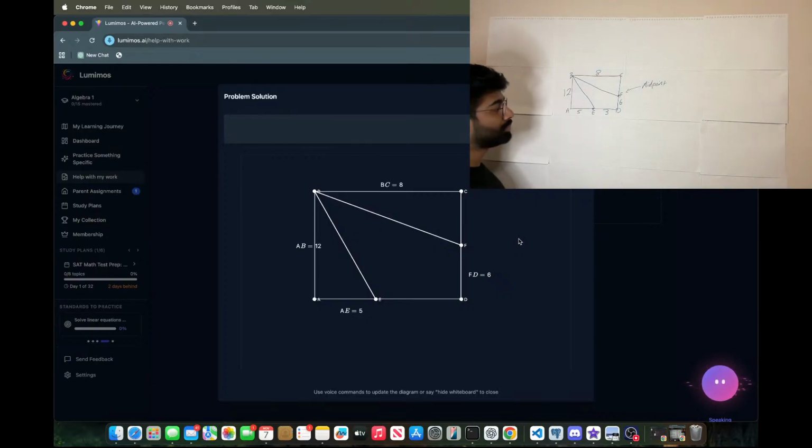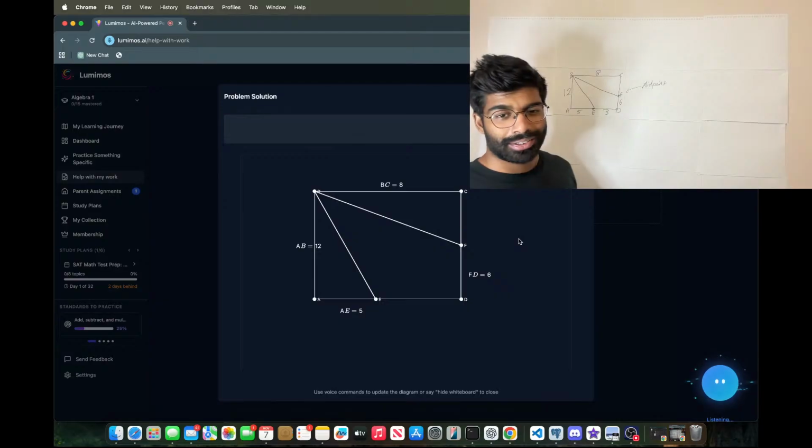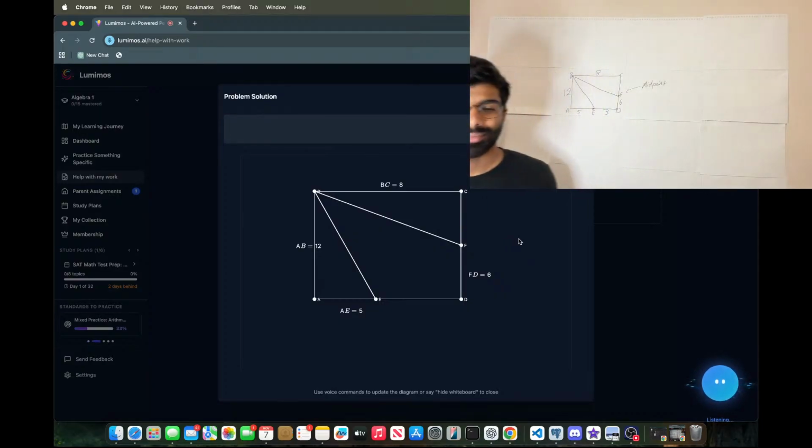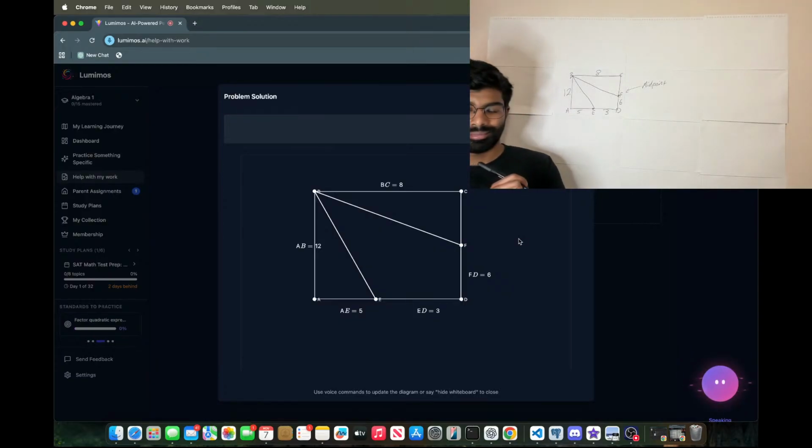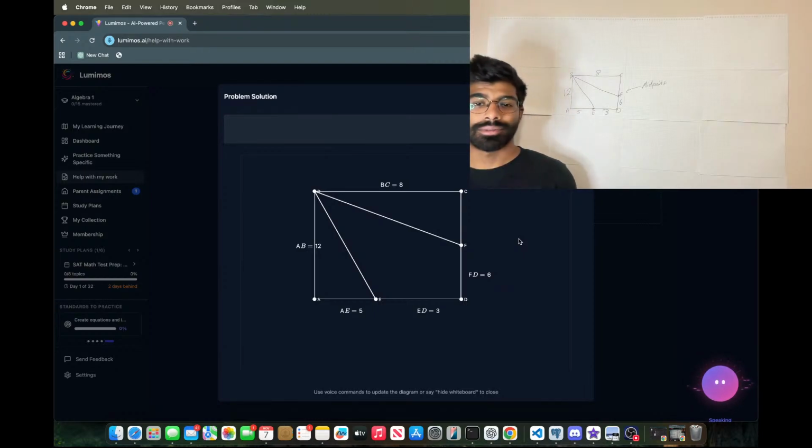Now comes the fun part. We need to find BE and BF using the Pythagorean theorem. Which one do you want to tackle first? Wait, can you label ED as 3 so we can have it there? Done. ED equals 3 is now labelled. So we've got FD equals 6 and ED equals 3. Now for the diagonal segments. Do you want to start with BE or BF?